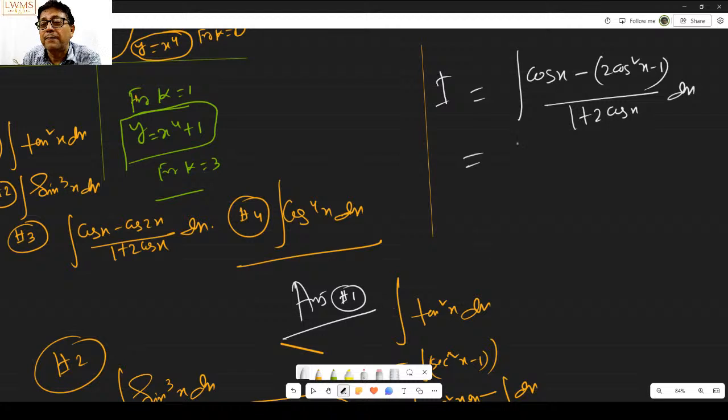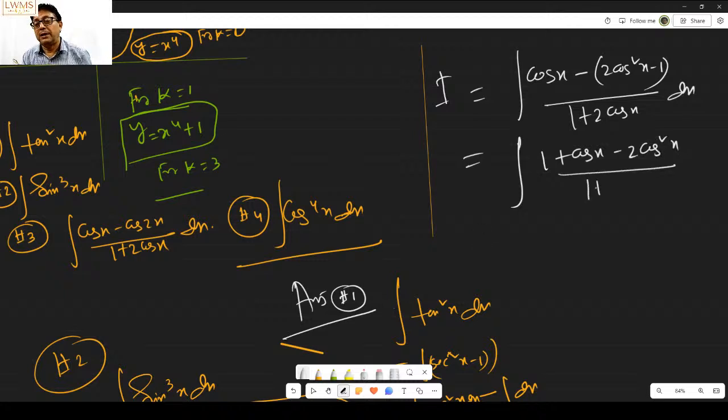So this will be the integration of... Just check the steps and tell me whether any problem or not. We have done simply that cos 2x is written as 2 cos square x minus 1, then integrating 1 plus cos x minus 2 cos square x by 1 plus 2 cos x.